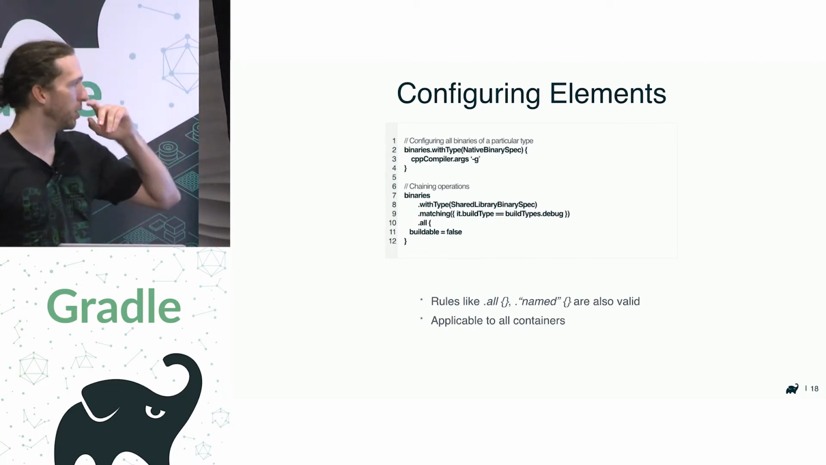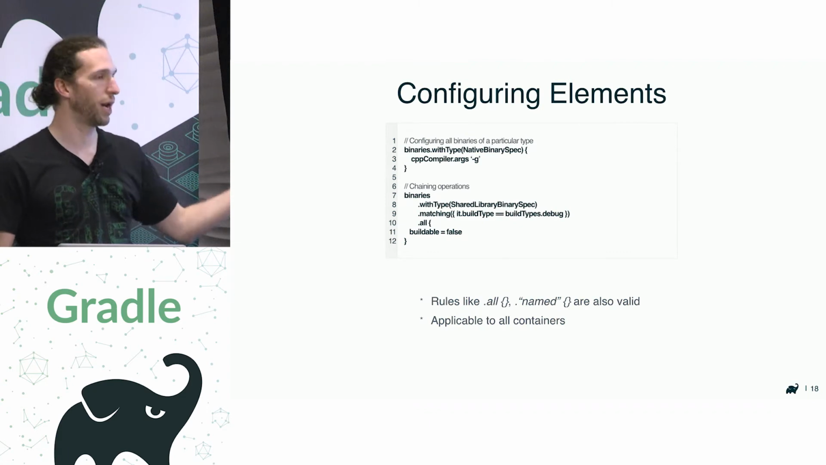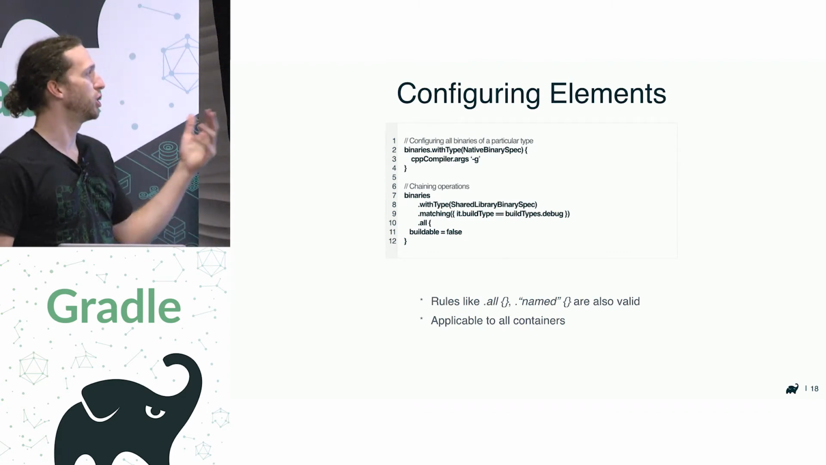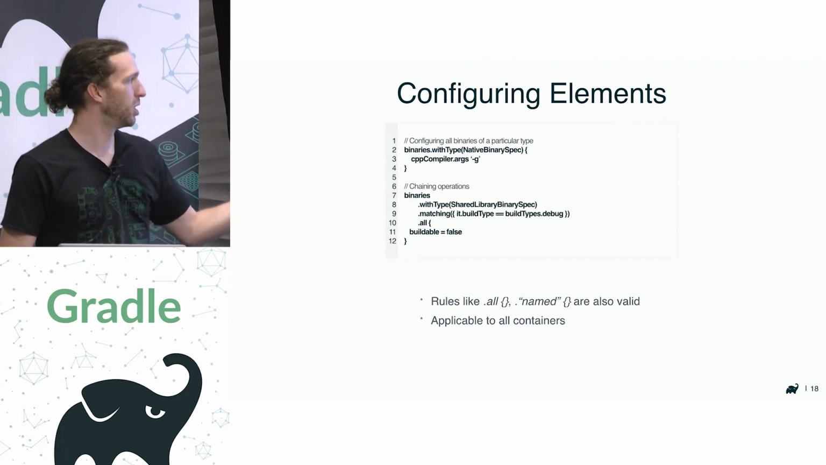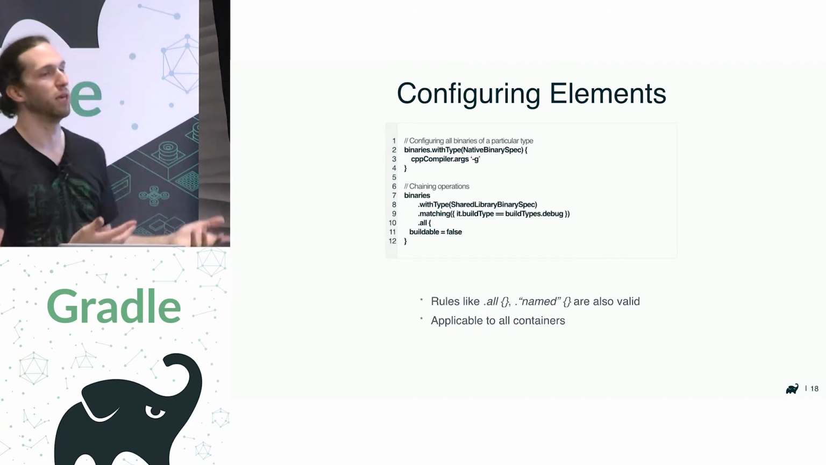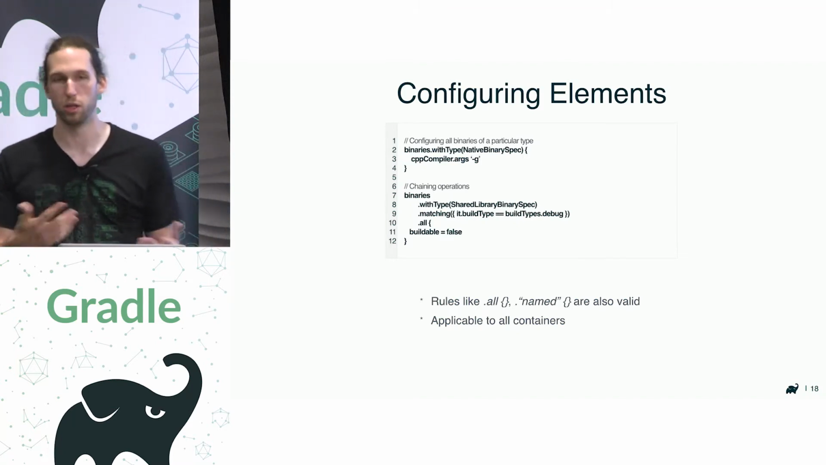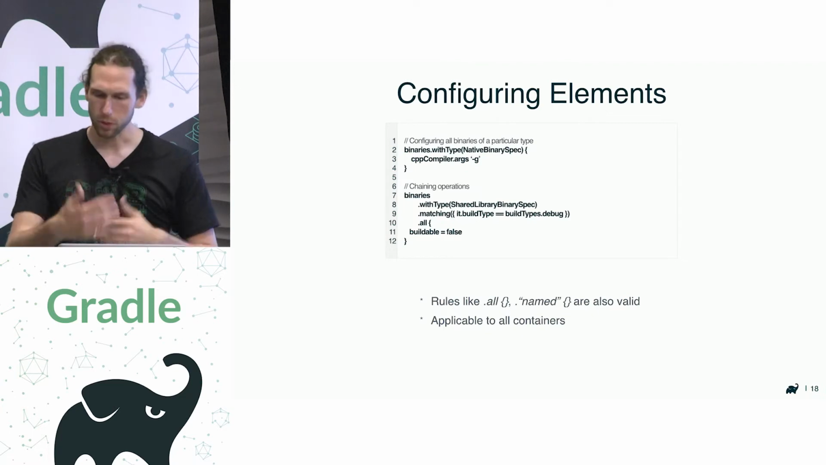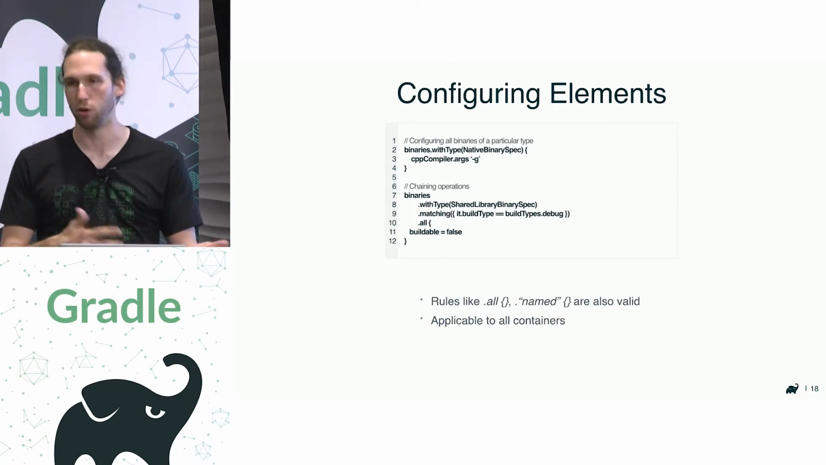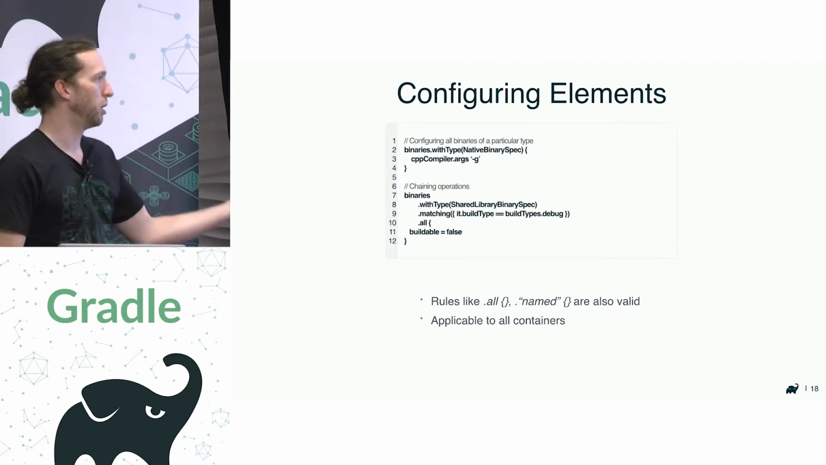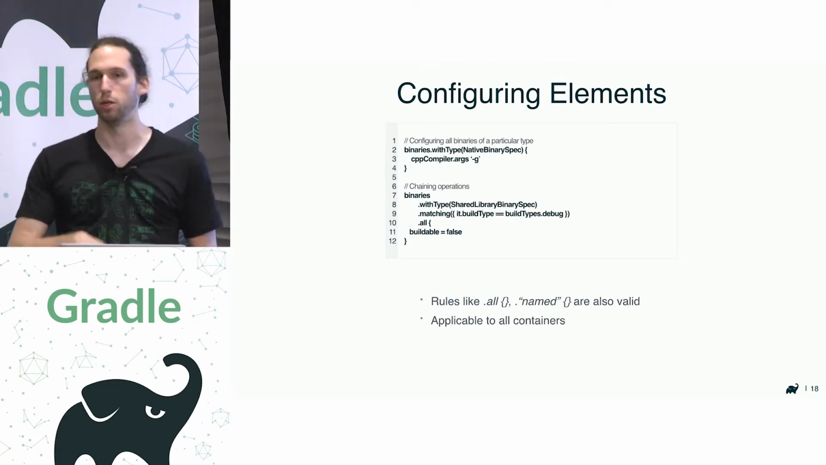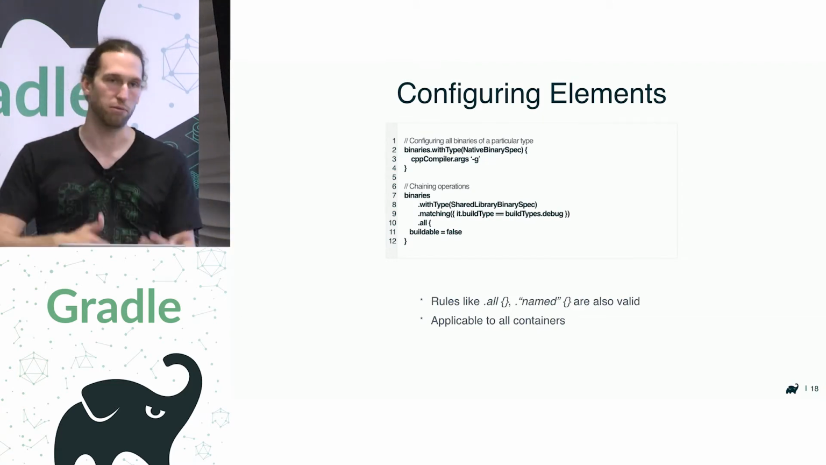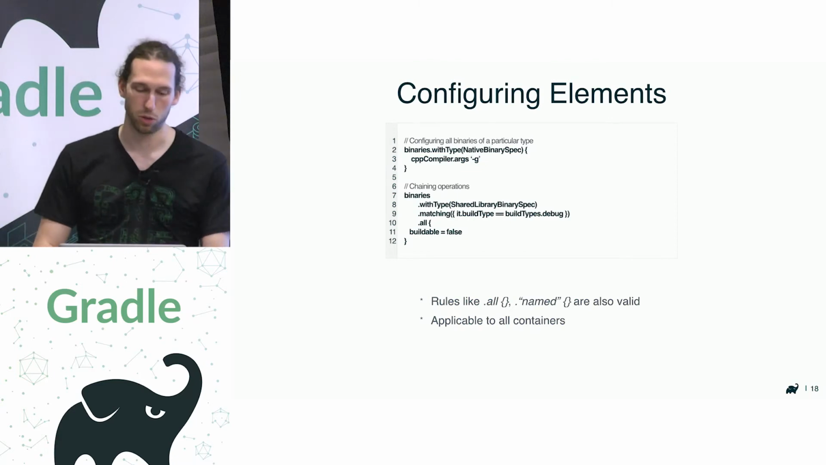In the second example here, we take all the shared library binaries, and then we match all those shared library binaries for the debug type, and for all of them, we set buildable to false, so we don't want them to be built. So they can be chained, mixed and matched, however you want. Those can also be done directly with a .all, and then you do an if and split it. It depends how you want to configure it.